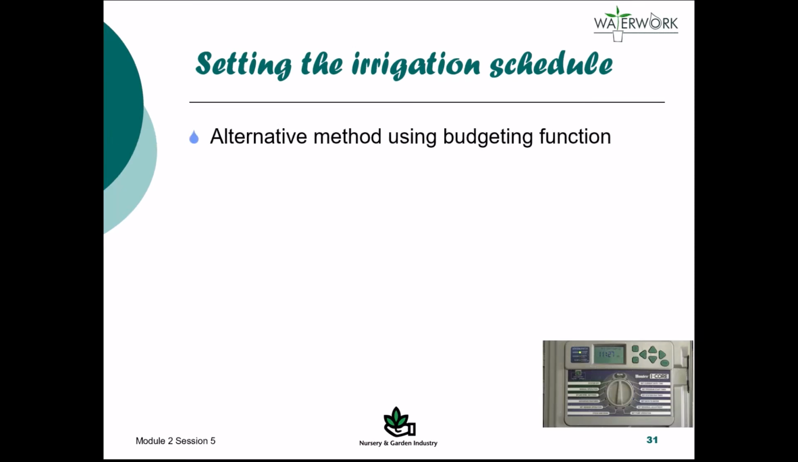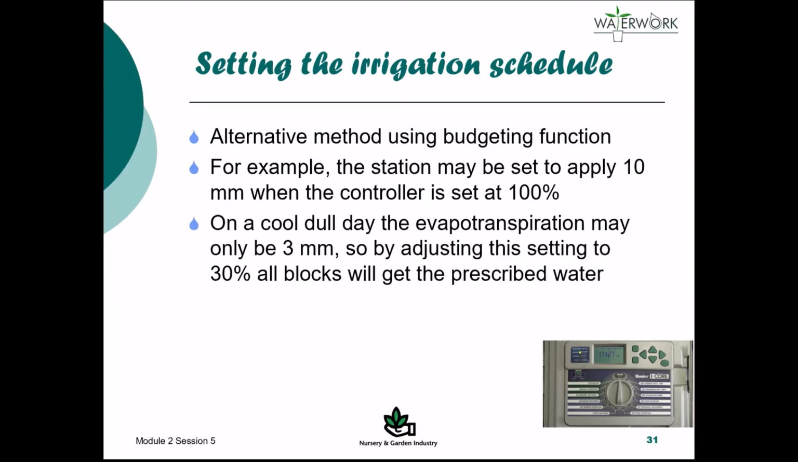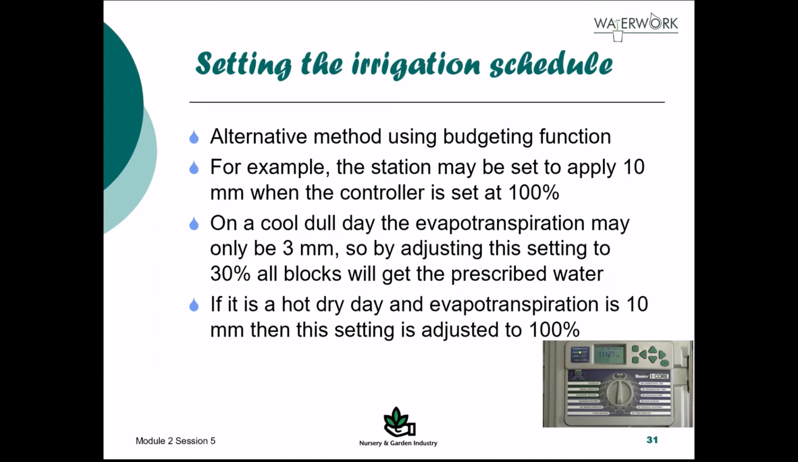An alternative method of setting the irrigation schedule using calculated evapotranspiration rates is to set the irrigation controller budgeting function to apply the required amount of water. To set the irrigation times, the controller can be programmed to apply 10 millimetres of water when set to 100%. On a cool, dull day, the evapotranspiration may only be 3 millimetres, so by adjusting this setting to 30%, all blocks will get the prescribed water. If it is a hot, dry day and the evapotranspiration is 10 millimetres, then this setting is adjusted to 100%.